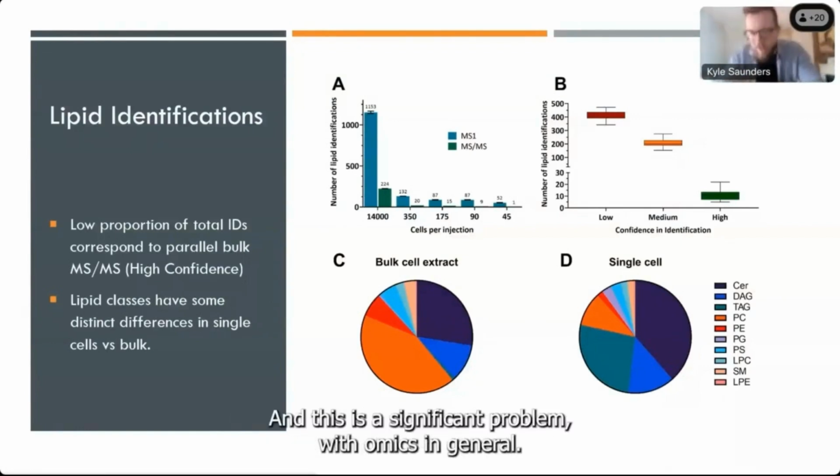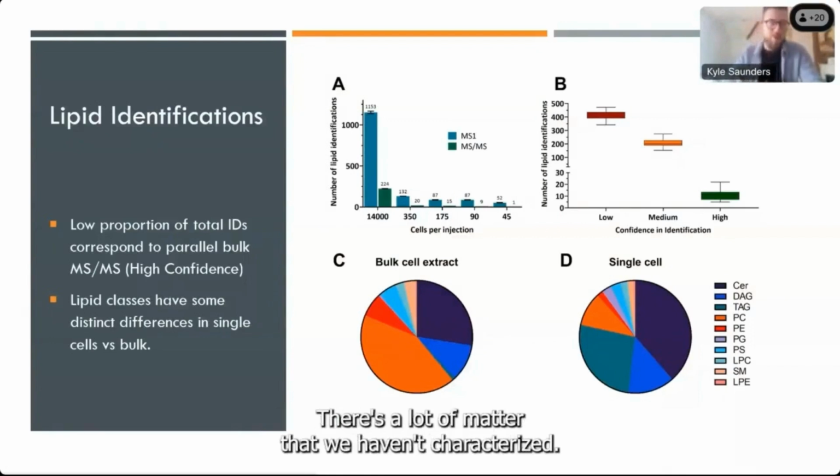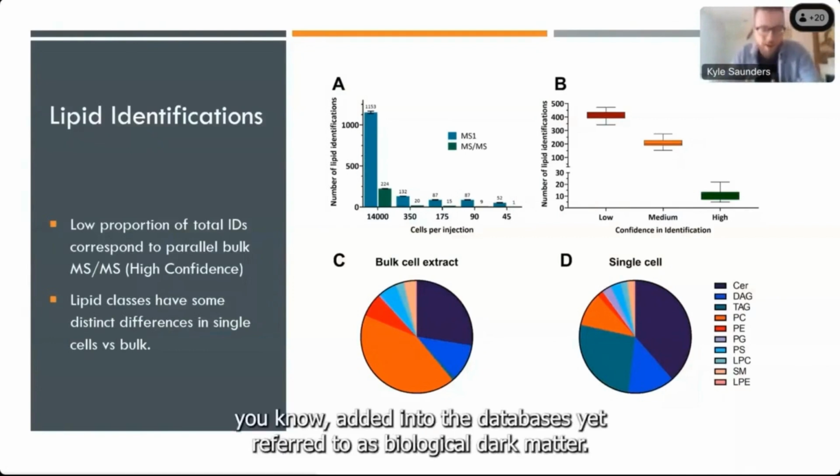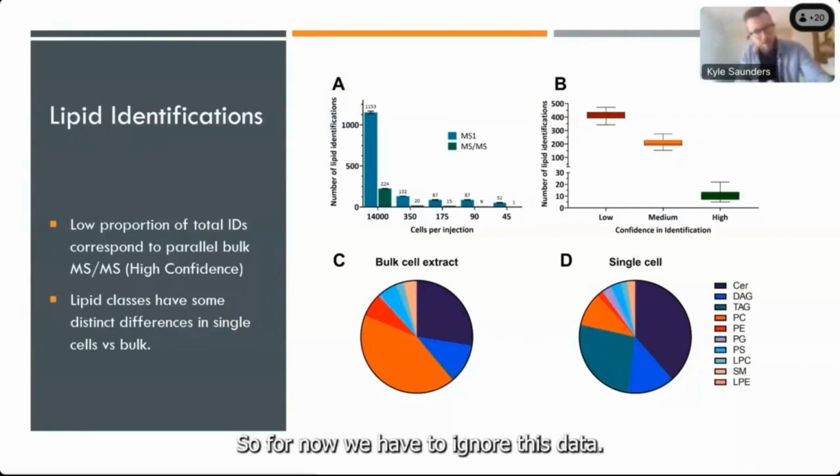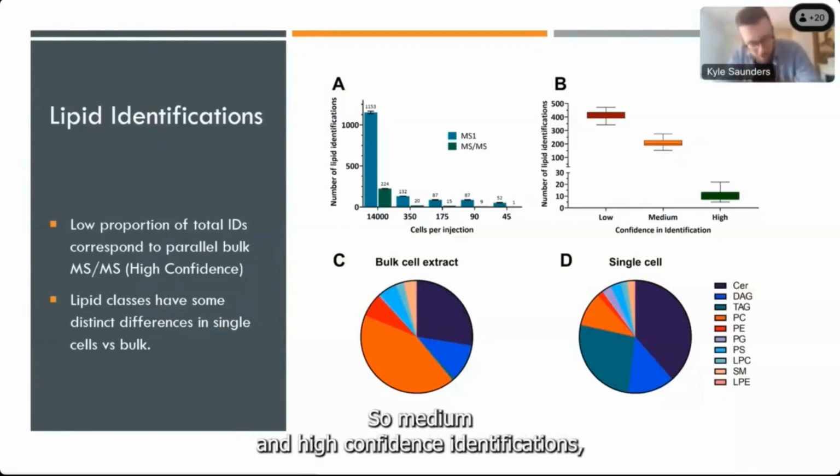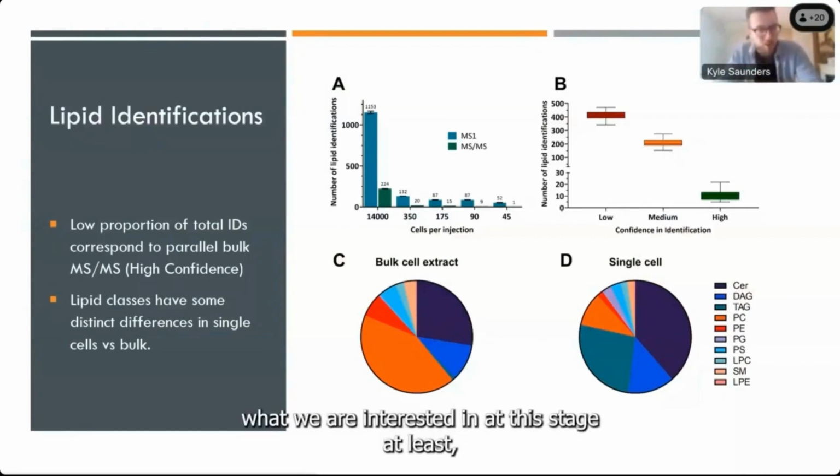And this is a significant problem with omics in general. There's a lot of matter that we haven't characterized and haven't added into the databases yet. It's referred to as biological dark matter. So for now, we have to ignore this data. So medium and high confidence identifications are what we are interested in at this stage, at least.